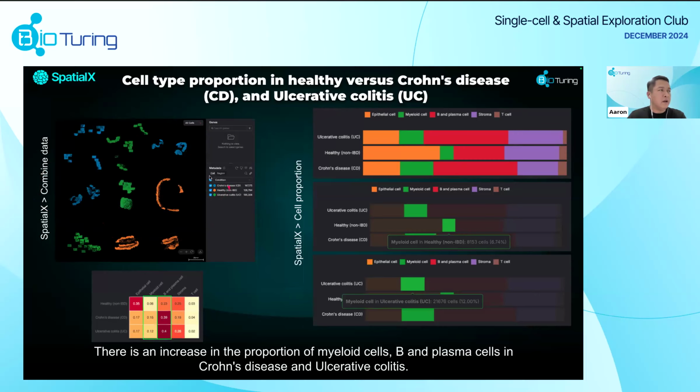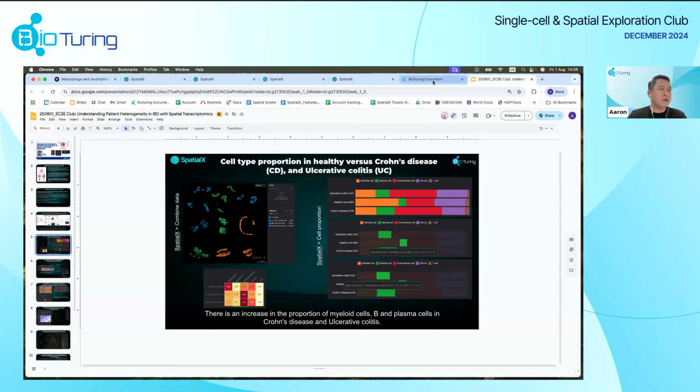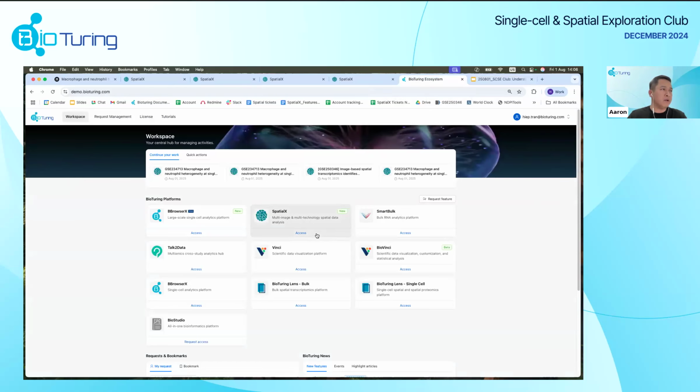From that, in SpatialX, we are also able to do cell type prediction, which is based on the single cell database from BioTuring Talk2Data. We have the option to do automatic cell type prediction, and you're also able to do cell typing manually. So maybe I can show you quickly how to do that in SpatialX before we move on, so we know what we can do.